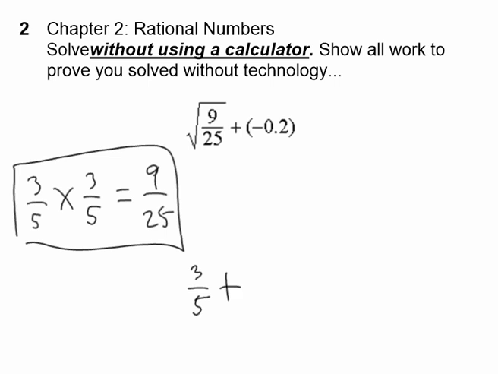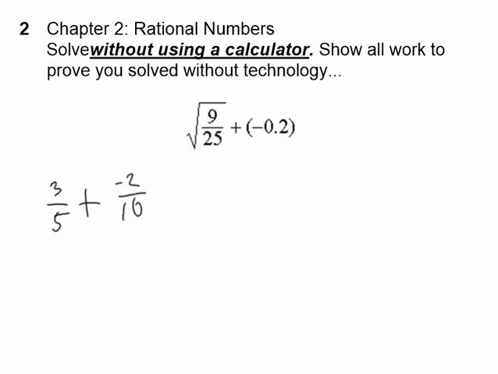And to that, we're going to add negative 2/10. So I'm going to put negative 2/10 here. I'm just going to change it to a fraction. Okay? And we can do it one of 2 ways. I'll show you both ways. So we can do it this way, and I'll put a little arrow. So the square root of 9/25 is 3/5, and negative 2/10 as a fraction is written as negative 2/10.